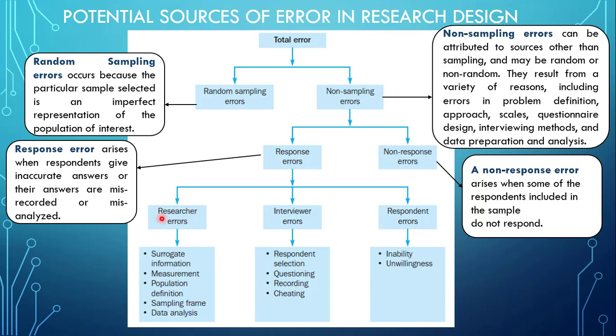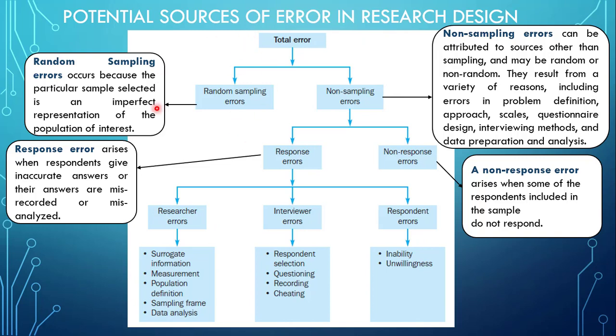The researcher might commit errors too, associated with population definition, where the researcher might define the population wrongly. Or in the data analysis part, the researcher might not use an appropriate data analysis technique, or he or she might miss out certain data. So this is how the errors will be committed.